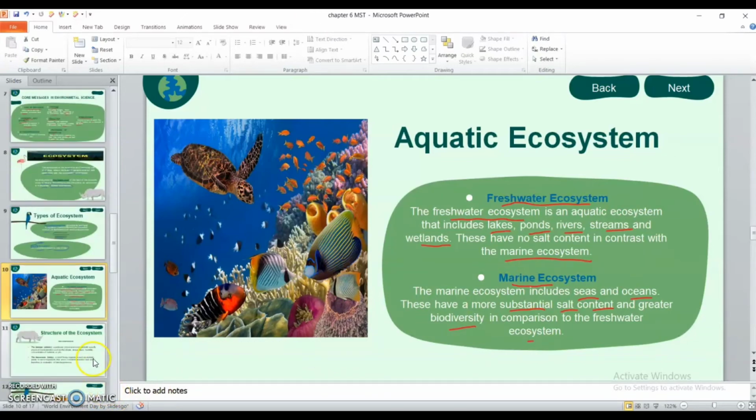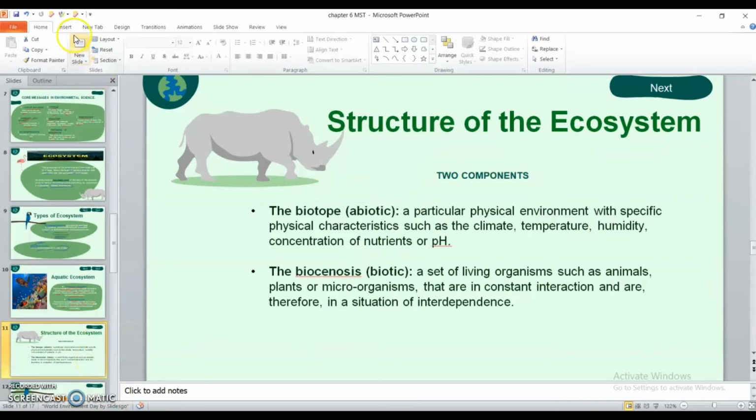Next is the structures of ecosystem. There are two structures. First is the biotope, or abiotic: a particular physical environment with specific physical characteristics such as the climate, temperature, humidity, concentration of nutrients, or pH. So next is the biocenosis, or biotic: a set of living organisms such as animals, plants, or microorganisms that are in constant interaction and are therefore in a situation of interdependence.